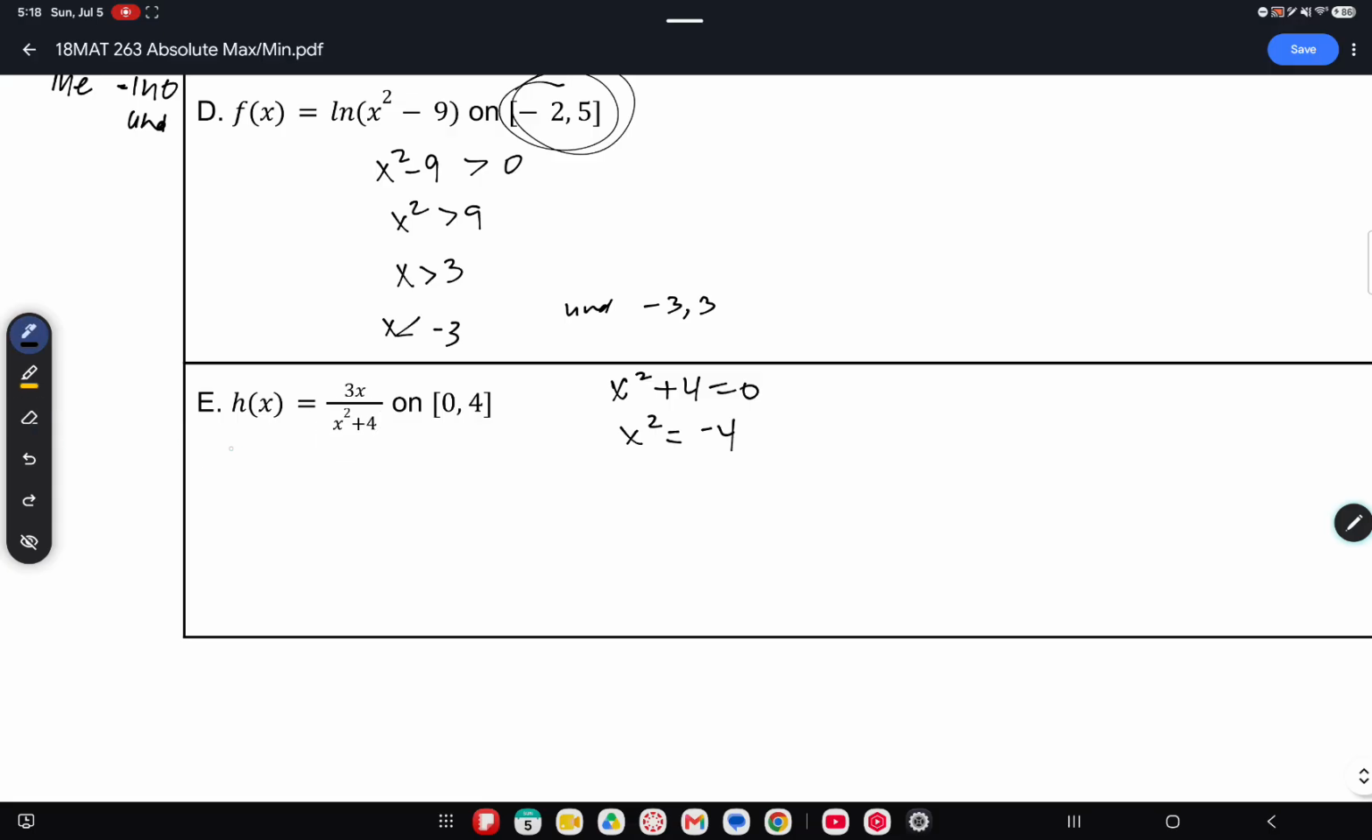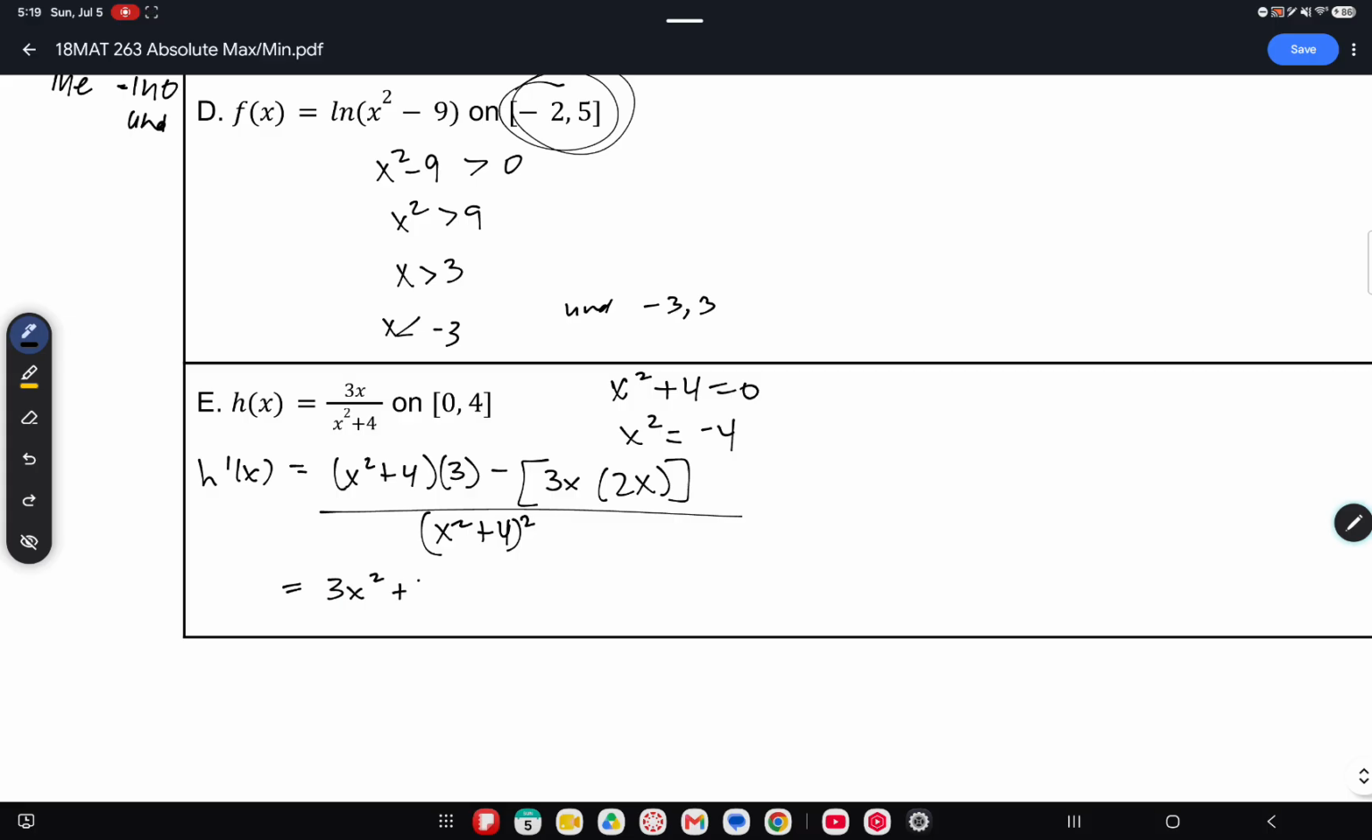Let's do a derivative. So quotient rule here: low d high minus high d low, all over low low. Let's clean it up a little bit. So it's going to be 3x squared plus 12 minus 6x squared, all over x squared plus 4 squared. Combine some like terms, so negative 3x squared plus 12, all over x squared plus 4 squared.